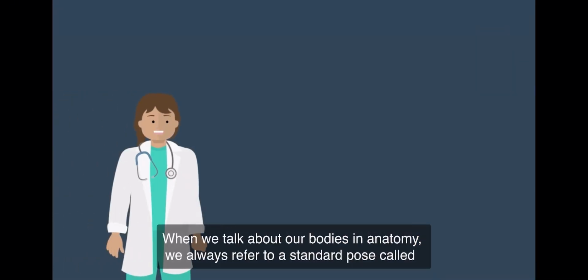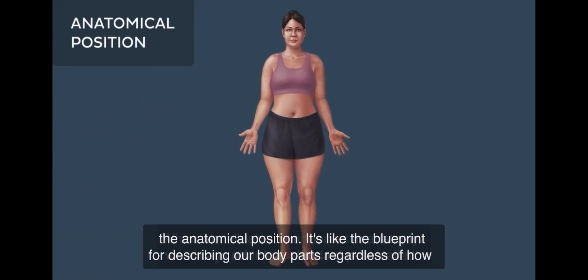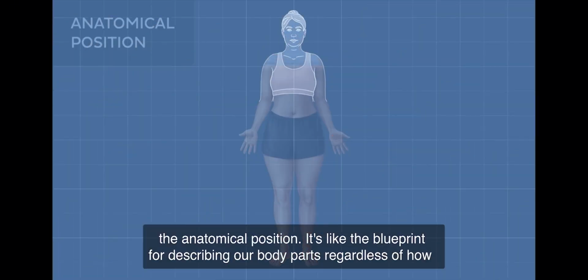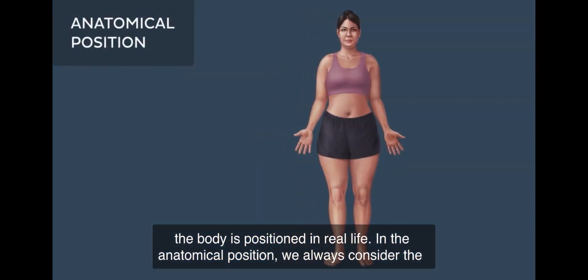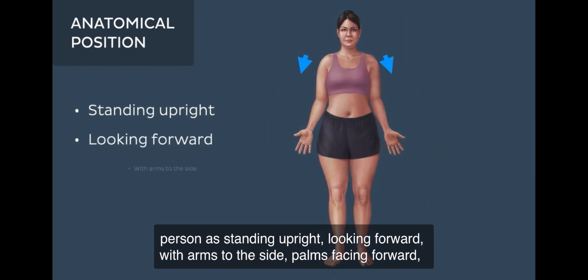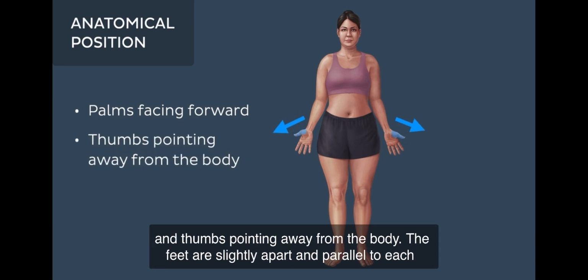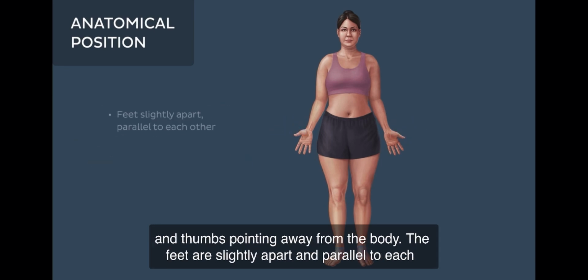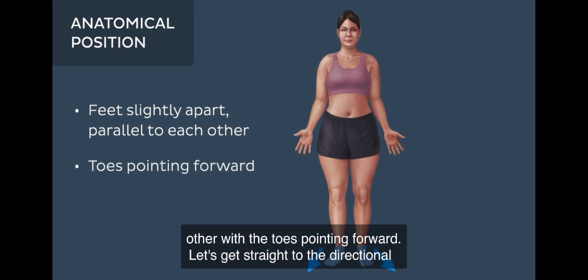When we talk about our bodies in anatomy, we always refer to a standard pose called the anatomical position. It's like the blueprint for describing our body parts, regardless of how the body is positioned in real life. In the anatomical position, we always consider the person as standing upright, looking forward, with arms to the side, palms facing forward, and thumbs pointing away from the body. The feet are slightly apart and parallel to each other, with the toes pointing forward.